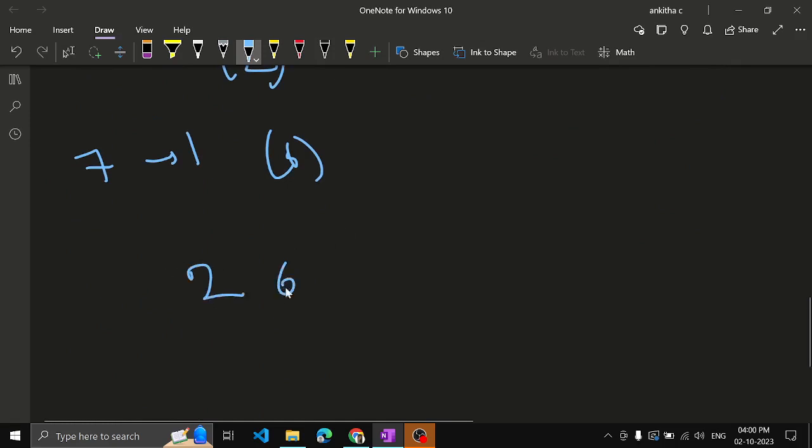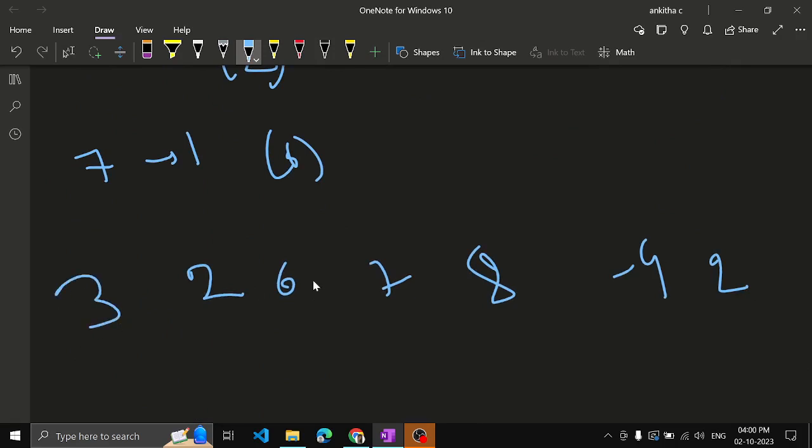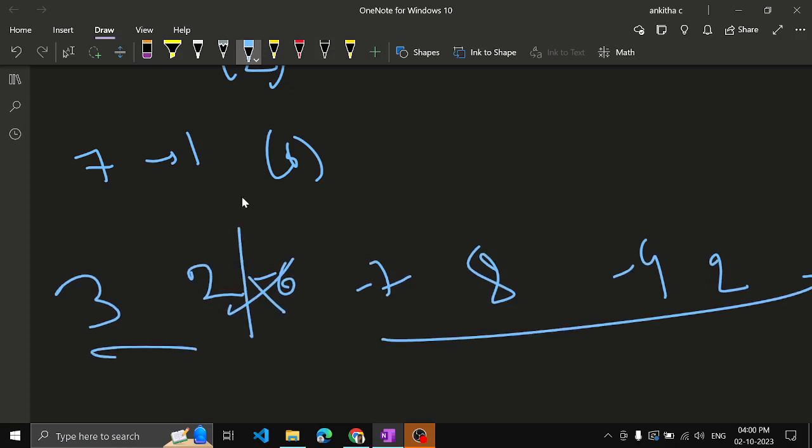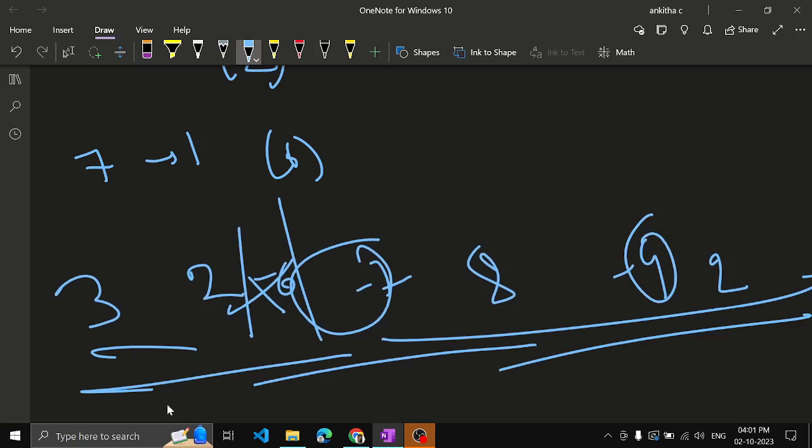So 2, 6, 7, 8, minus 9, 2, 3, minus 6 we have, minus 7 we have. So if we exclude 6, this is one partition, this is one partition. If you exclude 7, again this is one partition, this is one partition. If you exclude 9, this is one partition, this is one partition. Only one exclusion is enough, a negative integer.